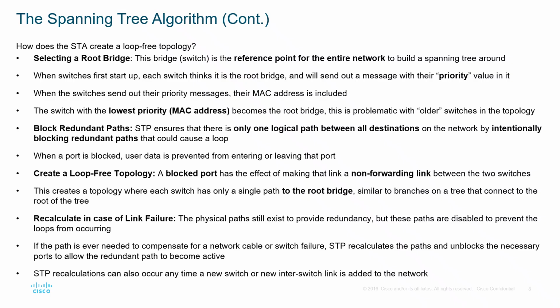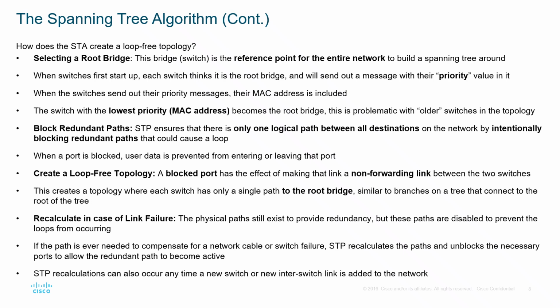So how does it block redundant paths? It ensures that there is only one logical path between all destinations on the network by intentionally blocking a redundant path that could cause a loop. When a port is blocked, user data is prevented from entering or leaving that port. Okay? It also creates a loop-free topology. So a blocked port has the effect of making that link a non-forwarding link between the two switches. This creates a topology where each switch has only a single path back to the root bridge. This is similar again to branches on a tree that connect to the root of that tree.